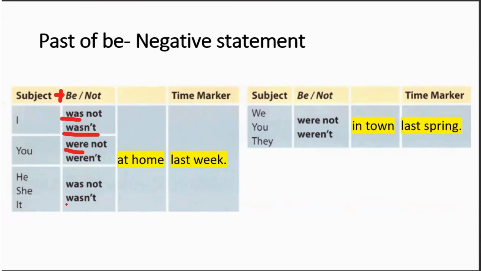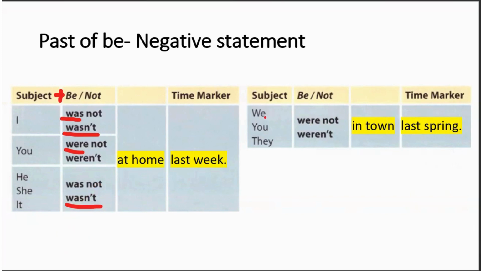You might have noticed that when I say wasn't, I really didn't say t sound strongly because when we speak, we don't say it. But in informal writing, we do write it. She wasn't at home last week. It wasn't at home last week. So we really stop at n sound. Wasn't, weren't.